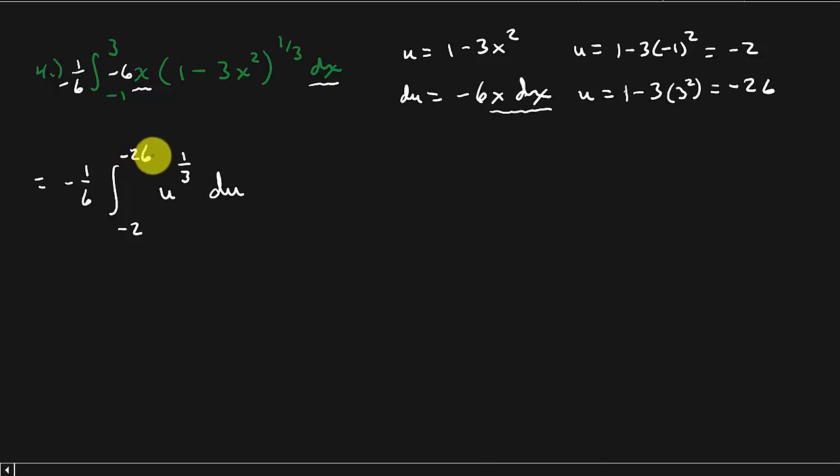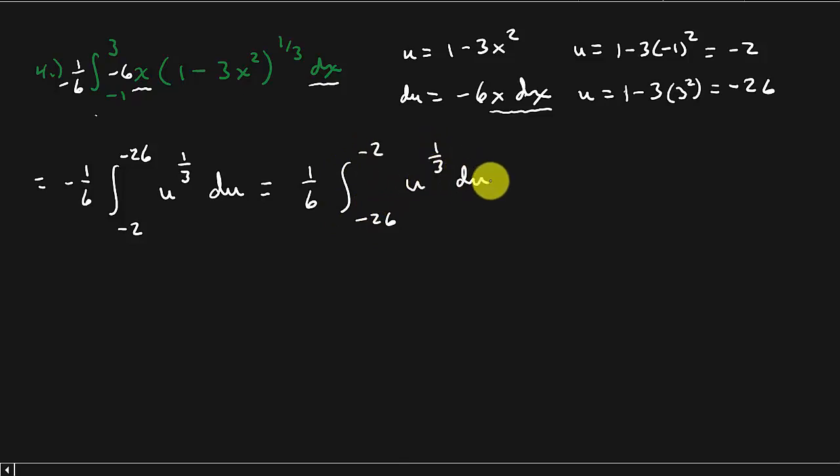Now, this next step that I'm going to do, you don't have to do it. I like to do it on problems. Have you noticed that when we're doing definite integrals, the lower limit's on bottom and the upper limit's on top? That's not the case here. See how the lower's on top and the upper's on bottom? Let's switch those. So that's going to give us 1/6, negative 26 to negative 2, u to the 1/3 du.